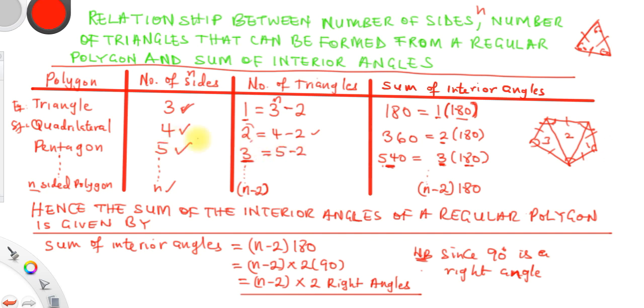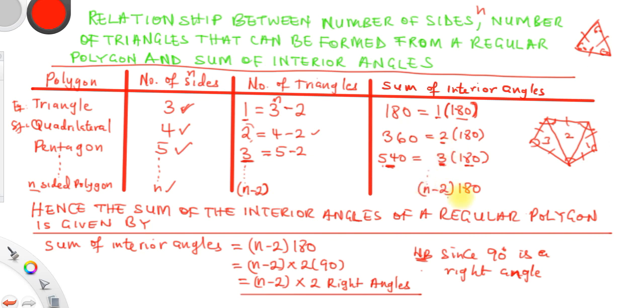When we took a quadrilateral, which has 4 sides, the number of triangles formed was 2, which is the same as the number of sides, 4, minus 2. And when we took a triangle, the number of triangles that can be formed was only 1, which is the same as 3, the number of sides, minus 2. Yes, so we are saying that if you have an n-sided regular polygon, then the number of triangles that can be formed from the polygon is given by n minus 2.